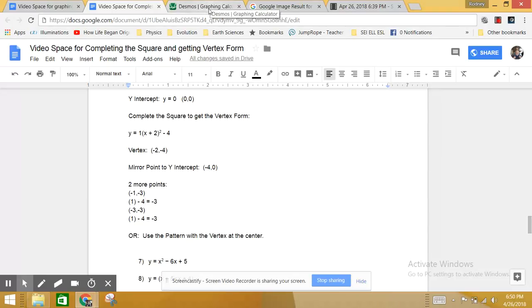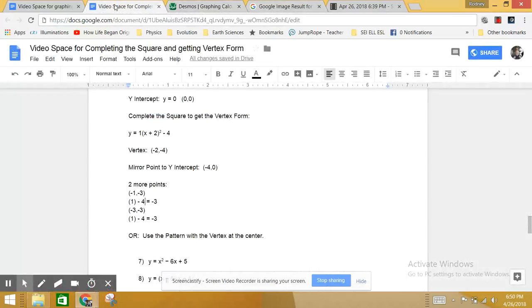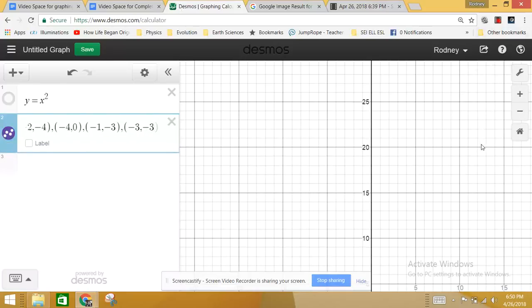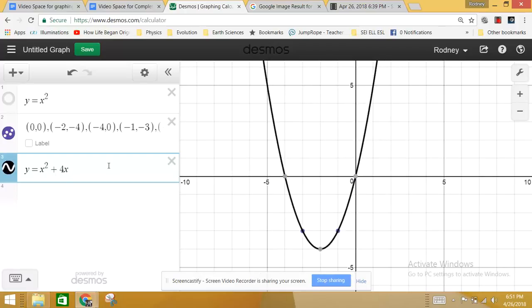We'll go ahead and plot all of that. So I've got 0, 0 is my y-intercept, -2, -4, and then I've got my mirror point at -4, 0. And then I've got my other 2 points at -1, -3, and -3, -3. You can't see any of that stuff because I didn't move it, but now you can, and that definitely looks very parabola-y. So now we can plot that y equals x squared plus 4x, and it matches.